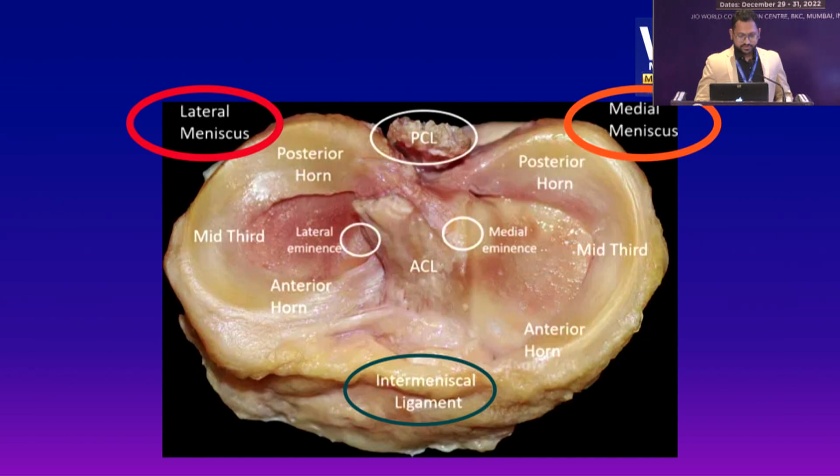This is a very important anatomy where you can see the anterior root and the posterior root. This one is the anterior horn and the posterior horn, and in between the anterior horn and the posterior horn is the body. These are the roots. This is the intermeniscal ligament which you can see in the anterior region.